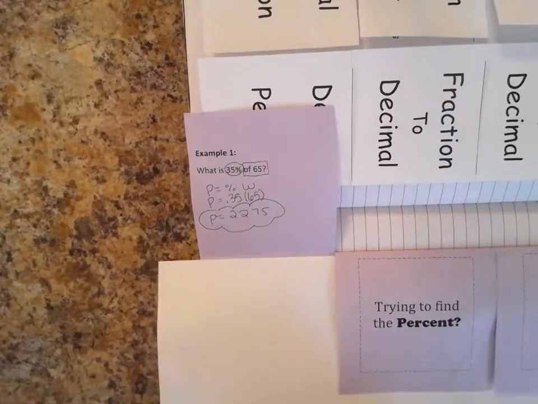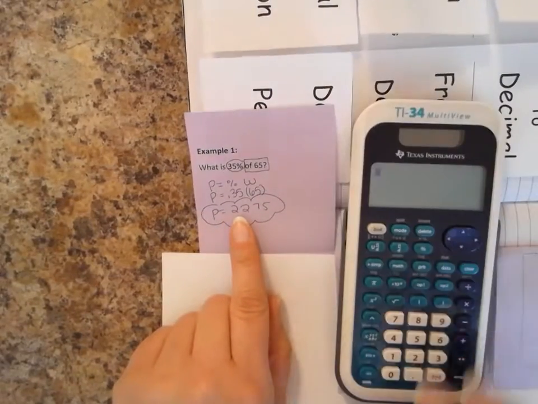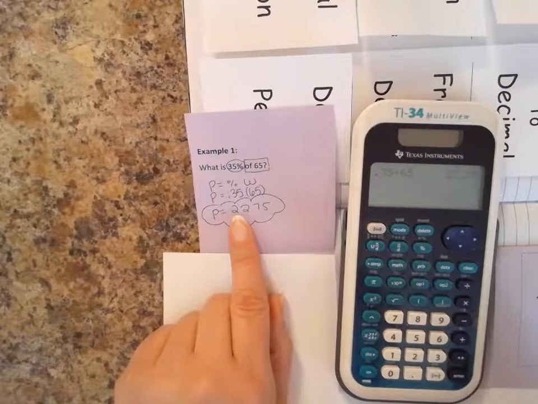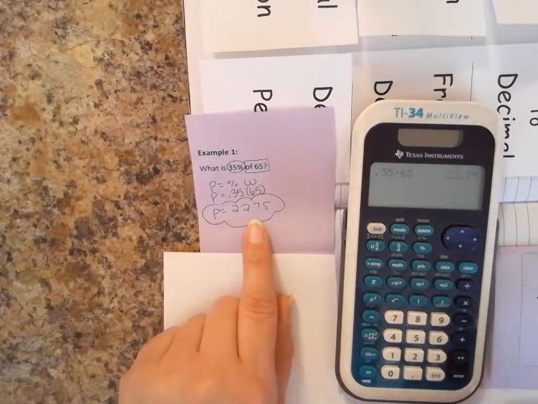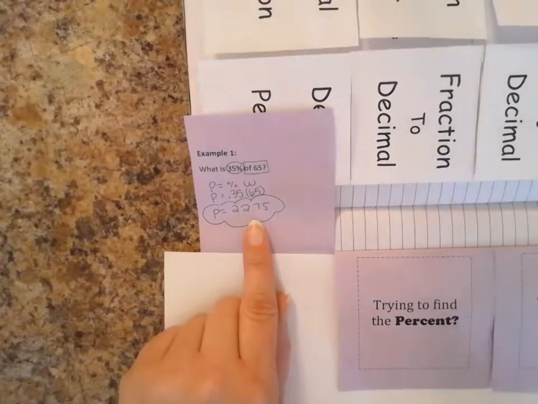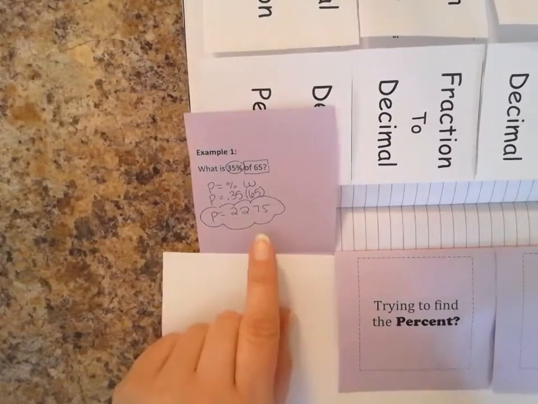Okay, so then on your calculator, because the variable is already isolated, you are going to plug in 0.35 times 65, and I'm going to get 22.75, which is right there. So 22.75 is 35% of 65.